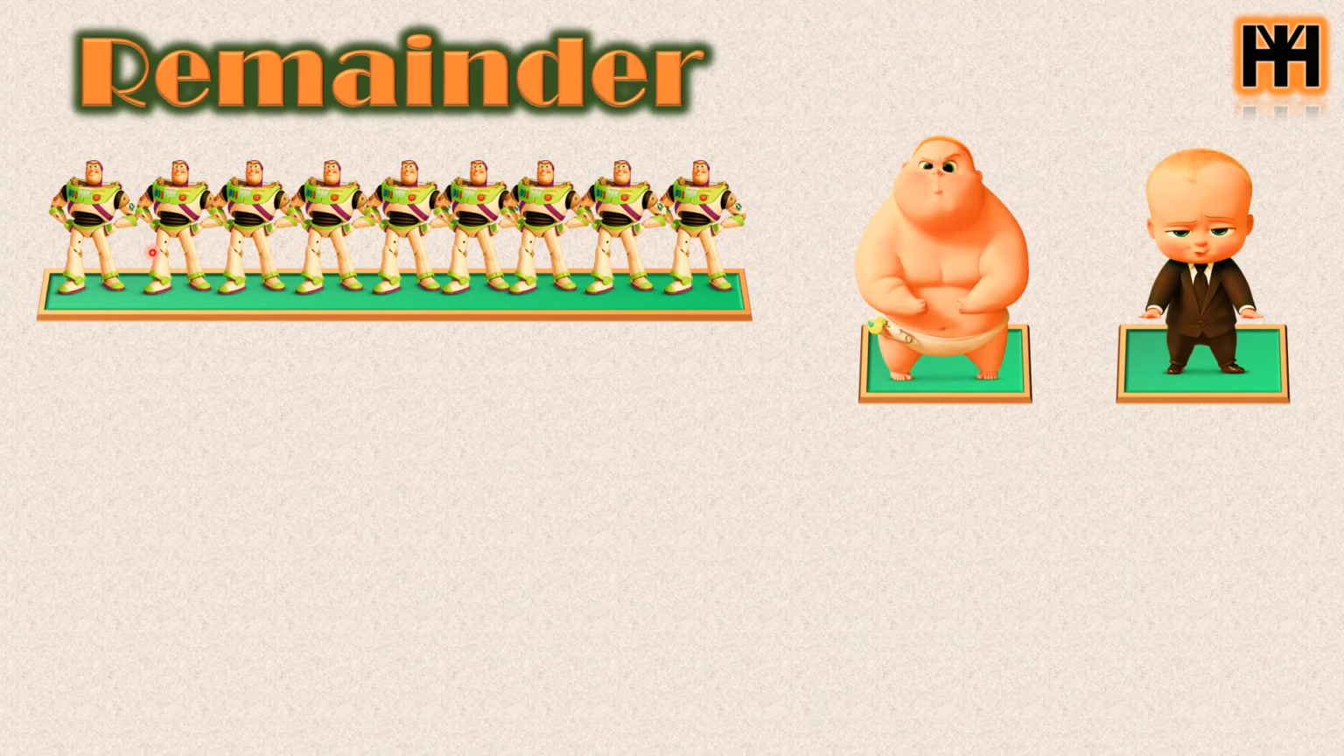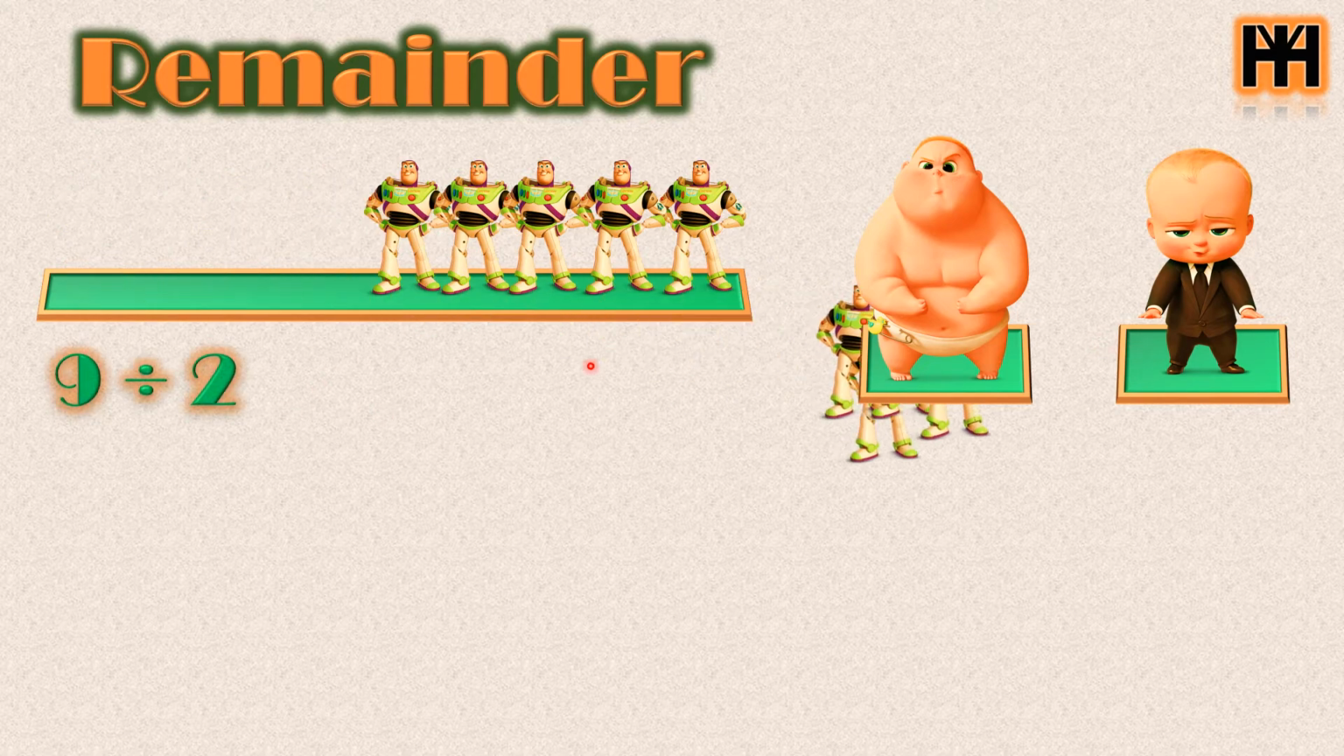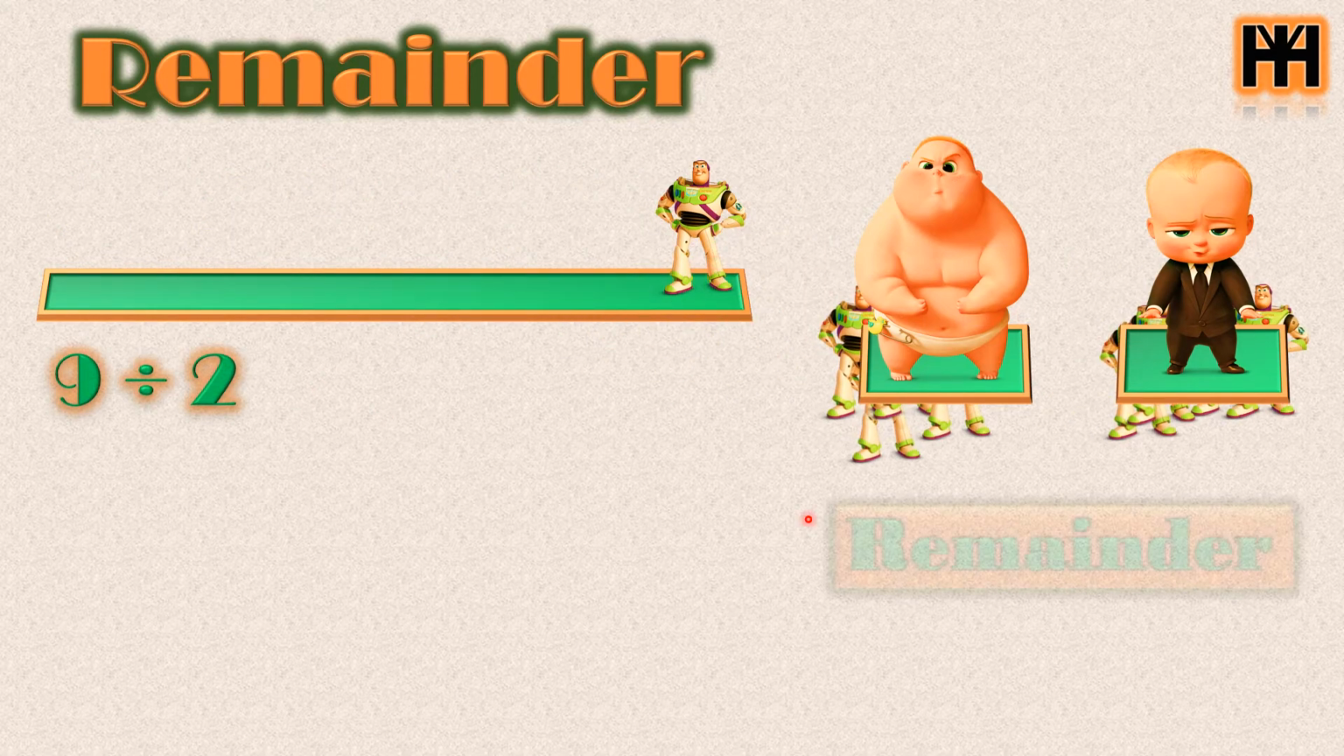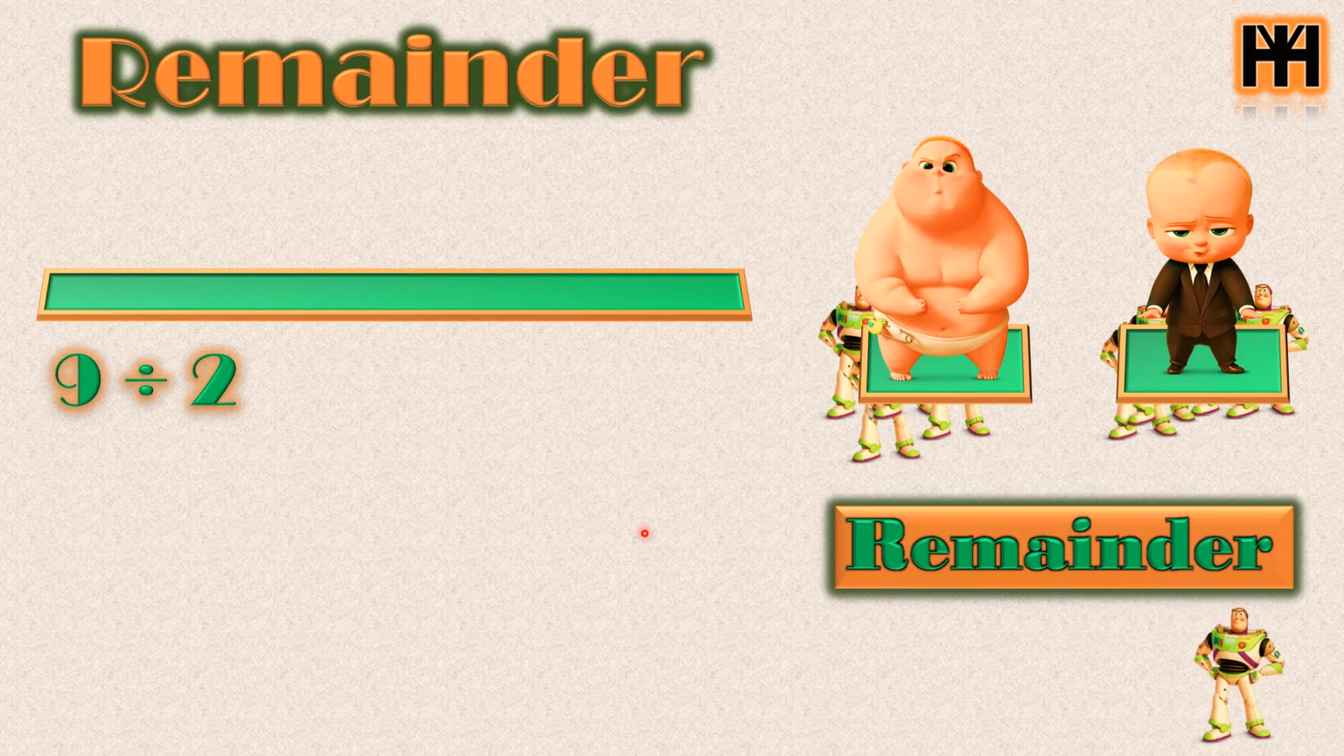Okay, but what if we have only 9 toys and 2 babies? So each of them will get 4 and 1 will remain. So this is the remainder. So the answer is 4 and the remainder is 1.